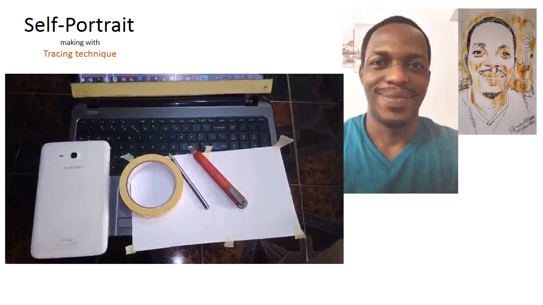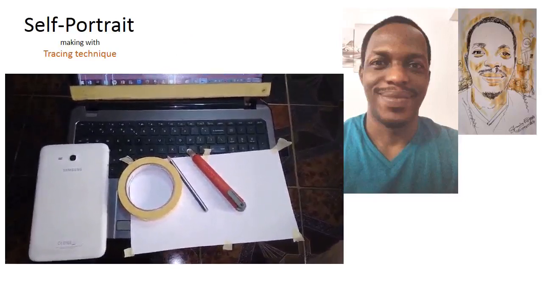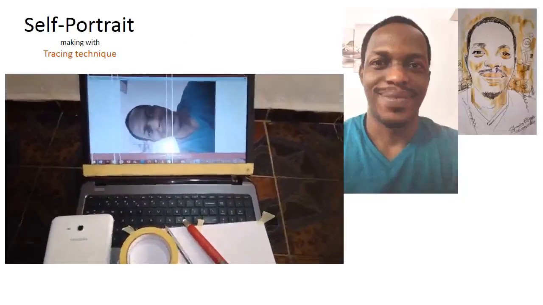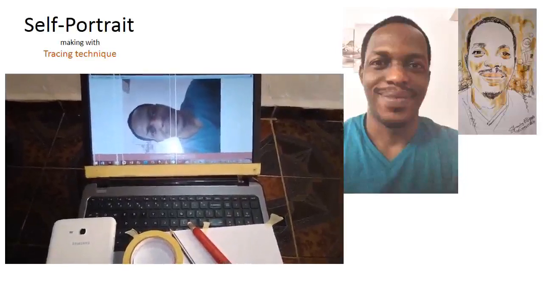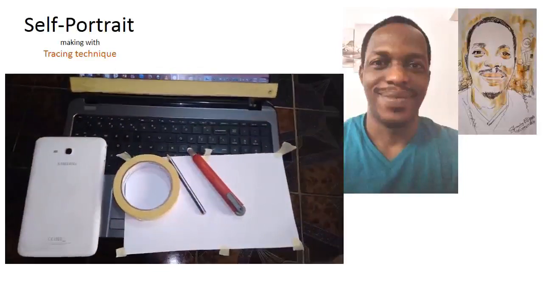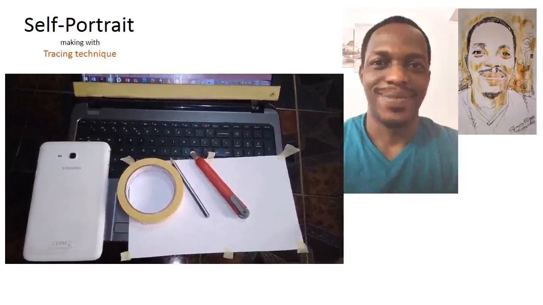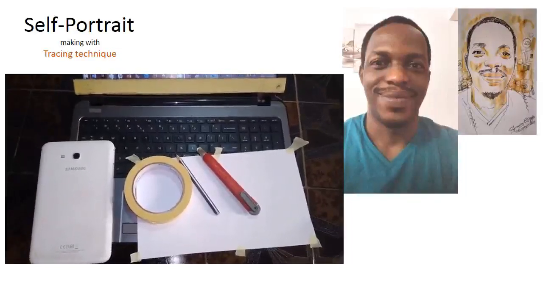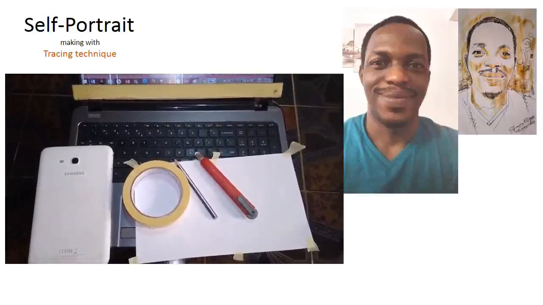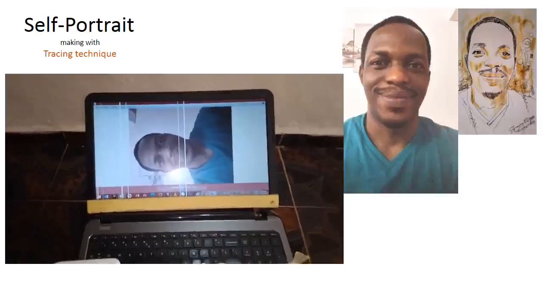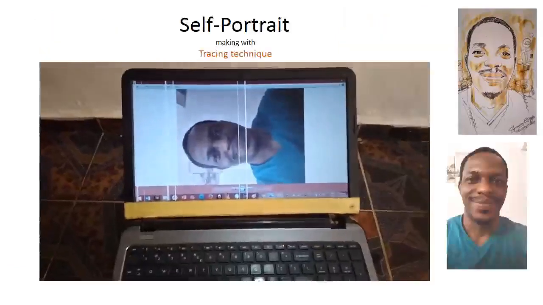These are the materials you need to make your portrait by tracing. First, you need your computer. You can see on my computer screen, I already have my picture transferred to it. You're going to need an A4 sheet of paper, masking tape, and a blade or a paper cutting knife to sharpen your pencil. You also need a phone, which you can use to snap your picture, or any camera. Remember, the first thing is to snap the picture, then you send it to your laptop, then display it on the screen. You can see on my computer screen, I've displayed my picture.